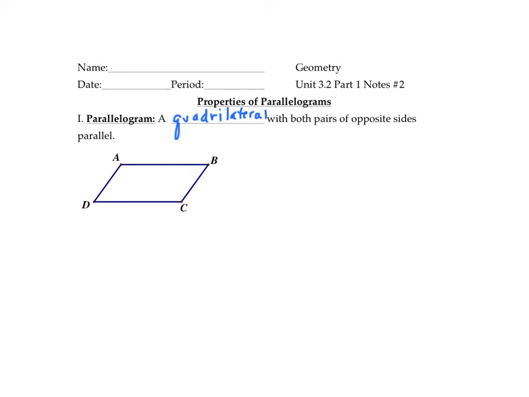So if we take a look at our diagram, we can identify quadrilateral ABCD as a parallelogram if we know that line segment AB is parallel to line segment DC, and if we know that AD is parallel to BC.